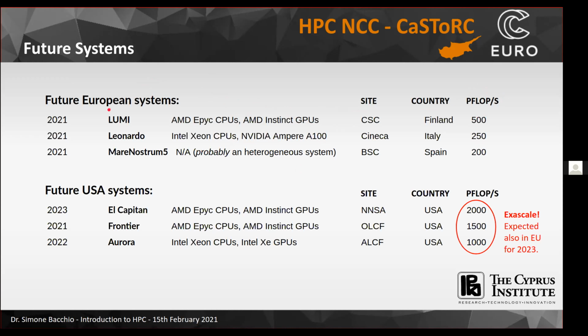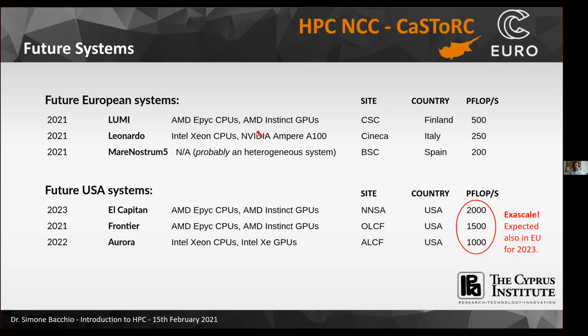So yes, these are the pre-exascale systems funded by EuroHPC. Pre-exascale because we are very close to exascale, but not yet. The first exascale systems we will see in the USA. And these are the 3 next supercomputers that will come out in the USA: El Capitan, Frontier, and Aurora, all of them above or at the exascale performance.